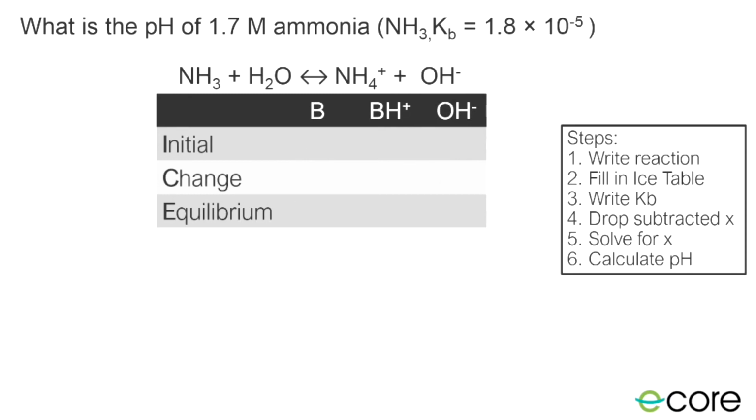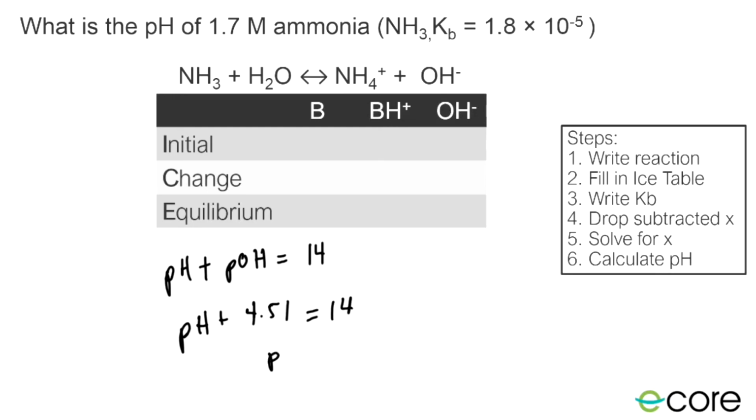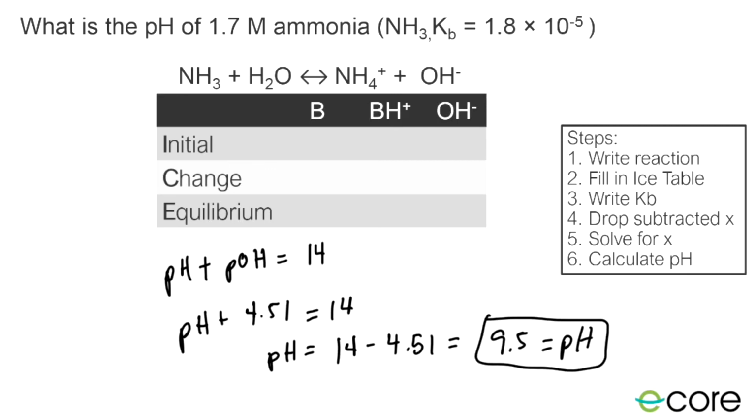Giving ourselves more space to work with, we know that pH plus pOH equals 14. Since our pOH is 4.51, we can now calculate what that pH is. pH will be equal to 14 minus our 4.51, or 9.5. So that's our pH. So for weak bases, we just have one extra step of going between pOH and pH at the end.